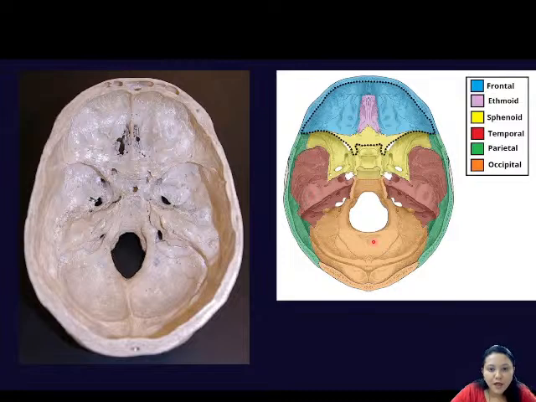Now, as you can see, this is a bone. We have taken a section, and this part is the anterior cranial fossa. This is the middle cranial fossa, and this is the posterior cranial fossa. I think you have oriented yourself. You have to get oriented with the bone, then only you will understand which are the fossae.